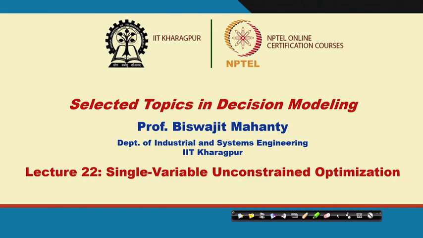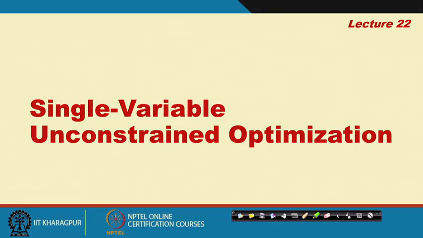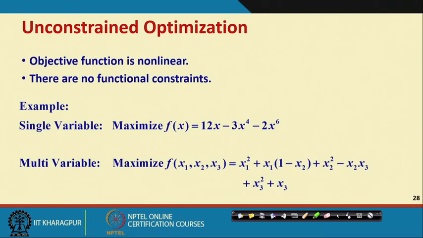Right. So, in our course Selected Topics in Decision Modeling, we are now into our 22nd lecture, that is single variable unconstrained optimization problems. These are essentially the nonlinear programming problems we are discussing. Within that, we are now discussing the single variable unconstrained optimization problems.